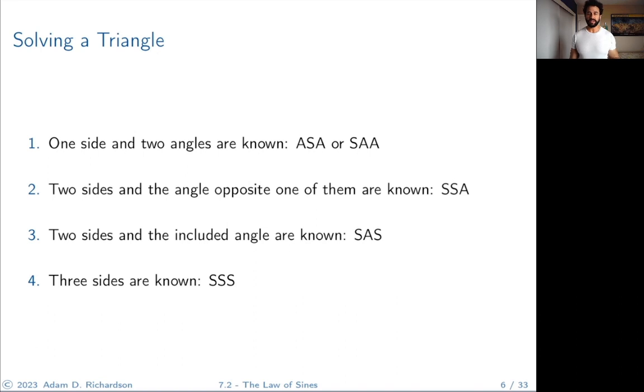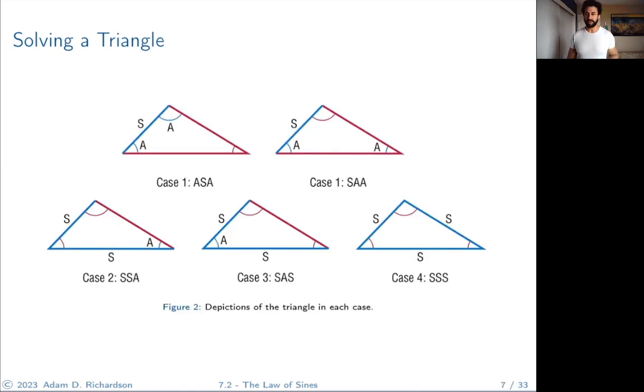So you might know one side and two angles, ASA or SAA. You might know two sides and the angle opposite one of the sides, that's SSA. Or you might know two sides and the included angle, that's the angle in between the two sides. That's known as the SAS case. And then if you know all three sides, that's the SSS case. So those are the four possible cases we have when we have three pieces of information, including one side. And here's a visual representation of what all of them are.